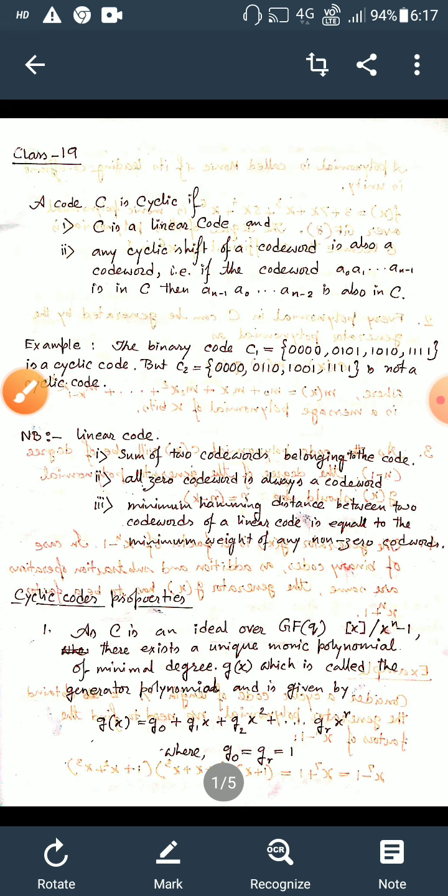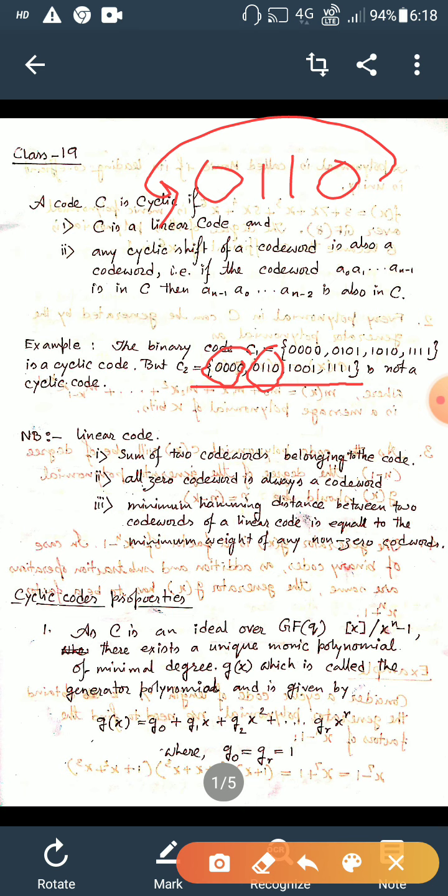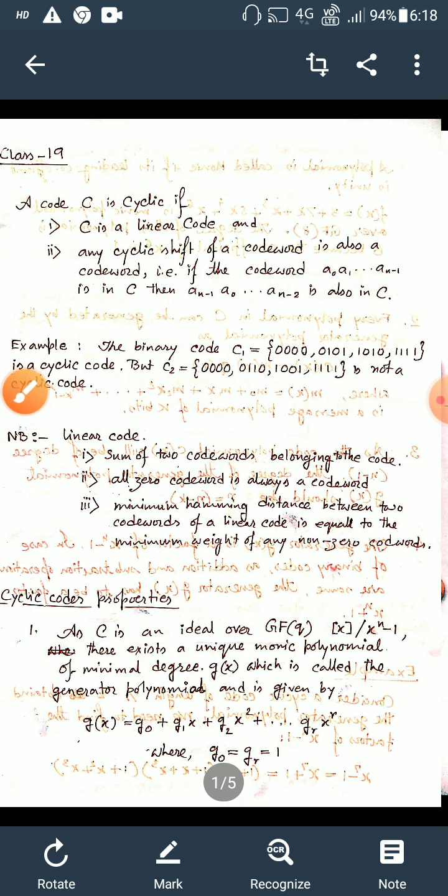Now for another example, let the code C2 be given as 0000, 0110, 1001 and 1111. From here you can check that 0000 is fine as a code word. But if you think about 0110 and rotate it by a single bit, the value becomes 0011, which is not present in this code. So C2 does not represent a cyclic code.